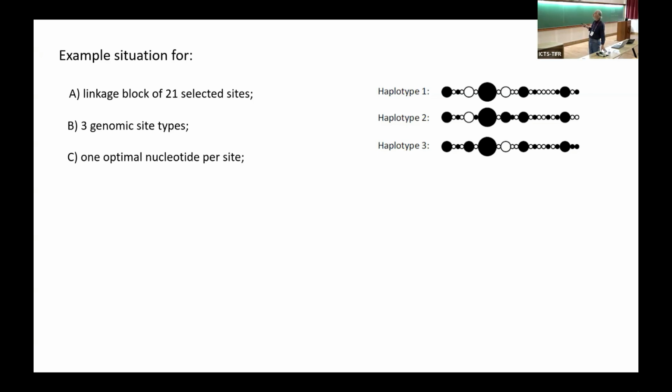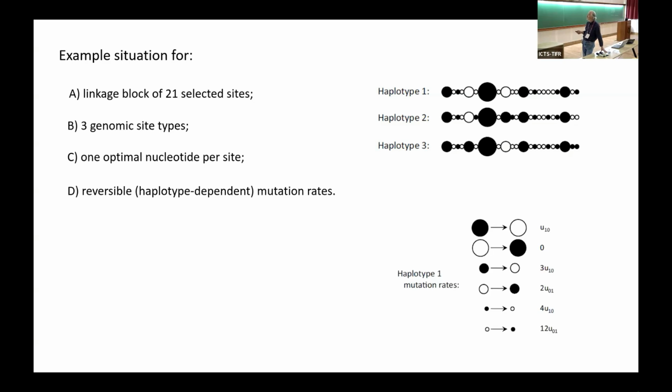And there's 3 flavors of sites. There's 2 alleles at each site. The filled in ball is the good allele and the empty ball is the bad allele. And these would just be 3 haplotypes in the population. And there's 1 optimal nucleotide. The black one's always better than the open one. Okay, and then there's going to be selection on these haplotypes as new mutation is giving rise to variation.